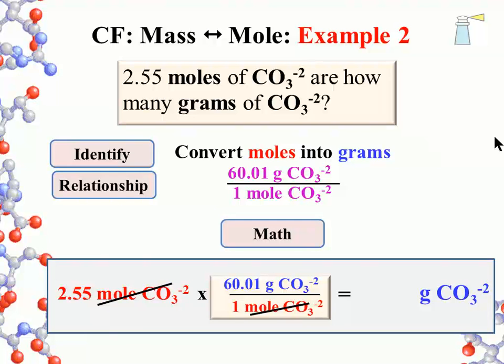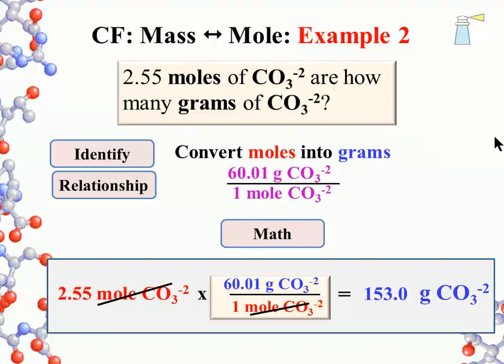A bit of multiplication and a value of 153.0 grams of carbonate is had. 2.55 moles of carbonate is 153.0 grams of carbonate. Are we done? Perhaps, but a check of significant figures is in order.